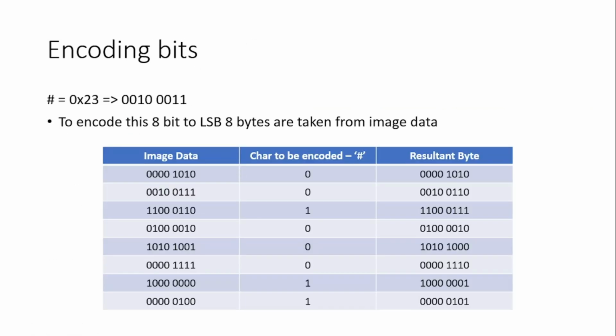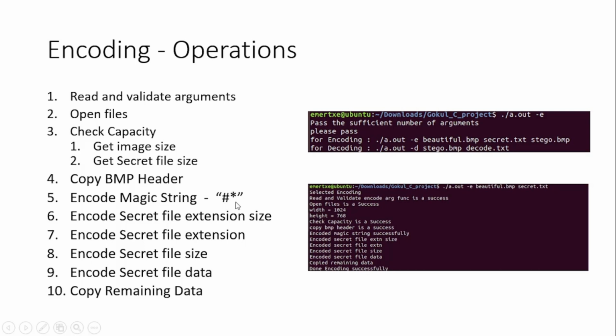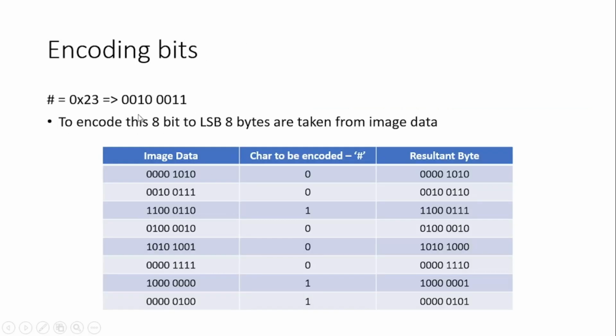For the magic string, hash and star is the magic string. The hash value is 0x23, and the binary value of 23 is 00100011. We take the first 8 bytes of image data, and we encode these bits into the LSB, that is the least significant bit, the rightmost bit. We are encoding this character data into the image data. We can see that here it was 1, it is encoded with 0, and the LSB is changed. For doing that, first we clear the LSB, and then we OR with the bit on the LSB side. So the resultant byte will look like this.